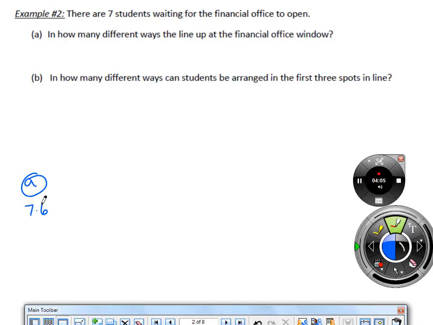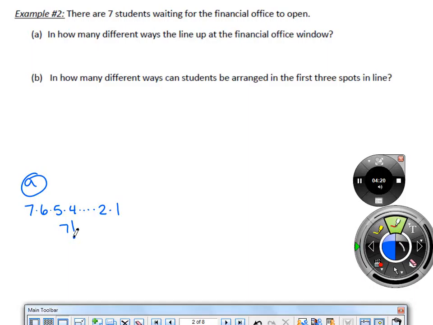Good. So she says 7 times 6 times 5 times 4, dot, dot, dot, all the way down to 1. What would be another name for this calculation? Kenny? 7 factorial. Okay. So without a calculator, I'd write 7 factorial.